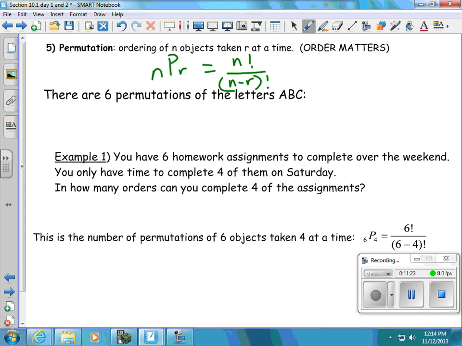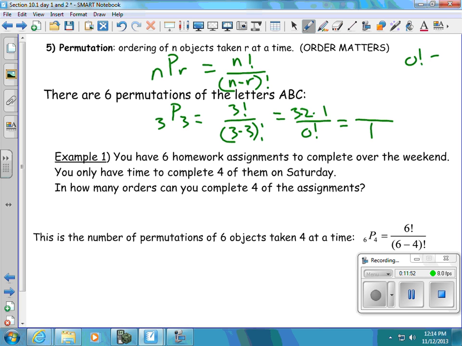So 6 permutations of the letters A, B, C. That's 3 things. You pick 3 of them at a time. Or 3 factorial over 3 minus 3 factorial. That's 3 times 2 times 1 over 0 factorial. And here's a little trick. 0 factorial. It's not 0. It's the weirdest thing ever. I think it's just to make it work out when you have these situations. But 0 factorial is actually 1. 0 factorial is 1 every time. Write it down, know it. 6 divided by 1 is just 6. So there are 6 permutations of the letters A, B, C.